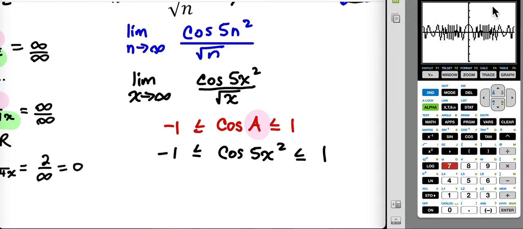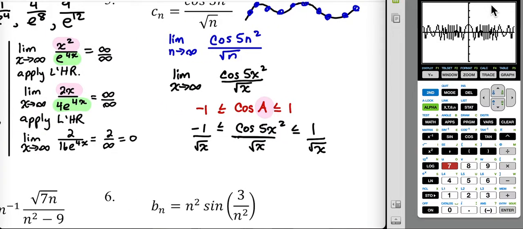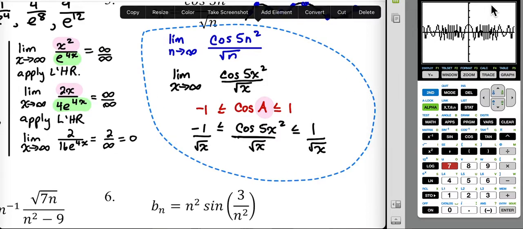All right, now if I wanted this expression to be cosine 5x squared over rad x instead of just cosine 5x squared, I could divide each part of this inequality by rad x. And then once I do that, I can apply my limit to each part.